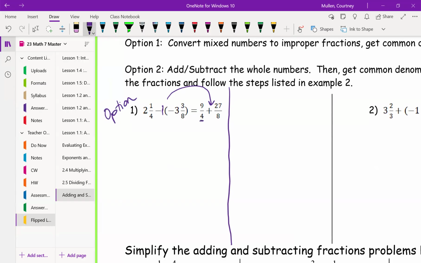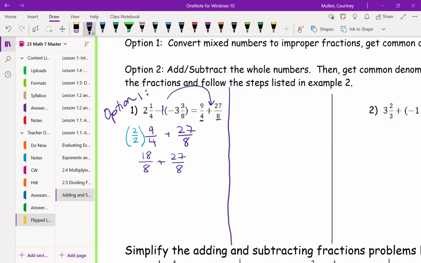So we need to look at what the common denominator would be between 4 and 8. Remember, list them out if you don't know. Did you figure it out? Yep, it's 8. So we have to multiply 9/4 times 2/2. Do we have to multiply 27/8 by anything? No, we don't, because it already has a denominator of 8. So here we have our 18/8 plus 27/8.